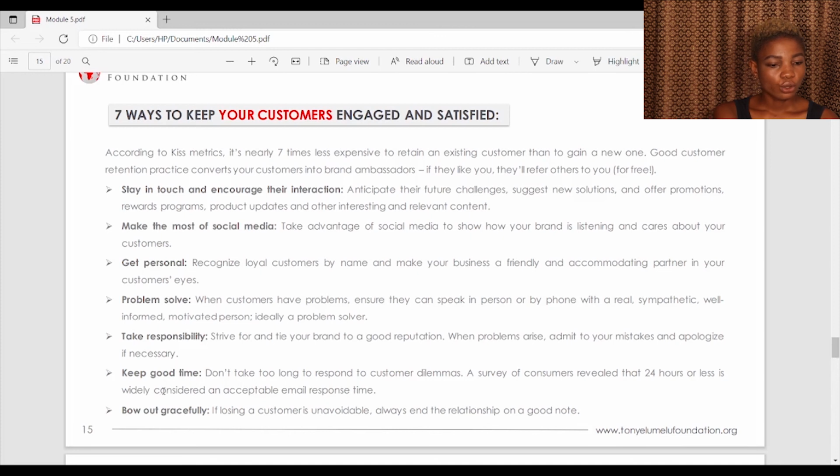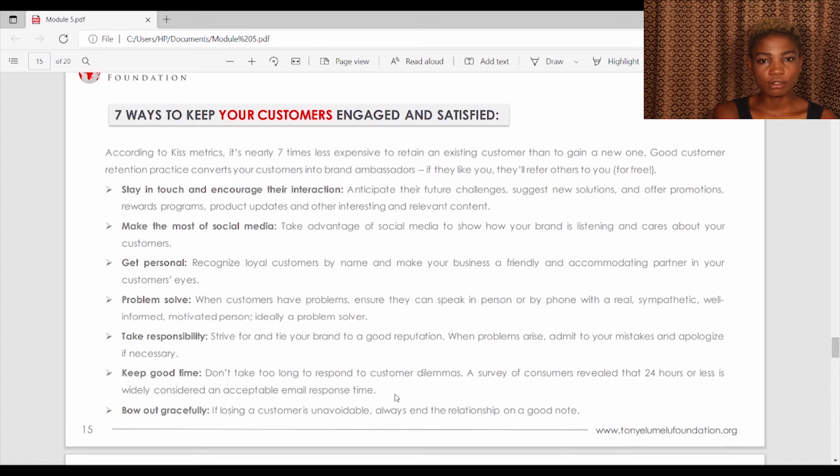Keep good time. Don't take too long to respond to customers' dilemmas. A survey of consumers revealed that 24 hours or less is widely considered an acceptable email response time. Of course, if I send you a mail because I have a problem that I need to sort out immediately, and it takes you forever to respond to me, I already take it that you guys are not ready for business at all.